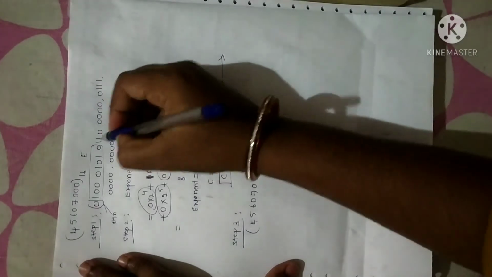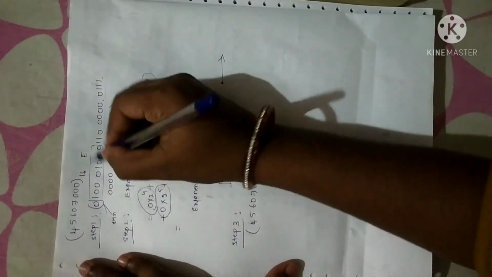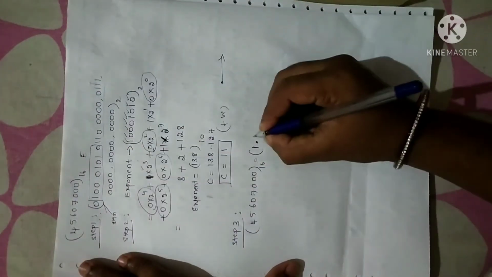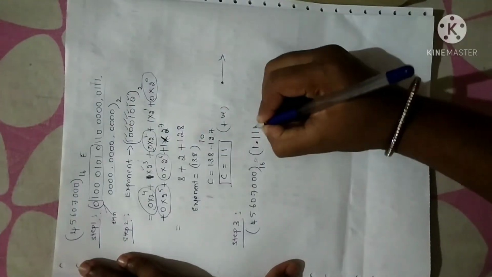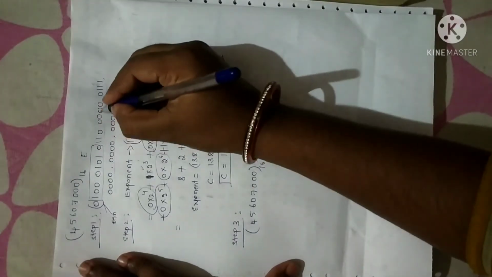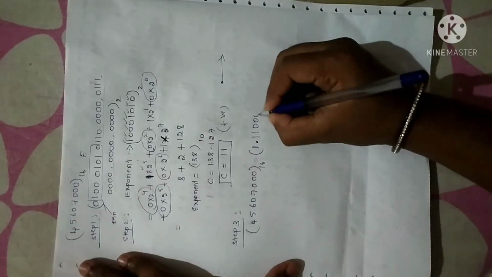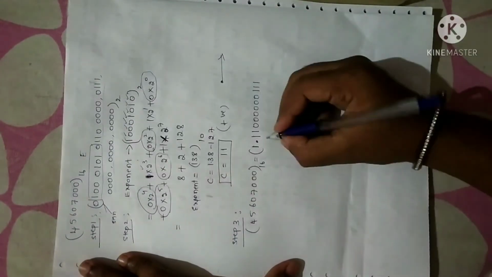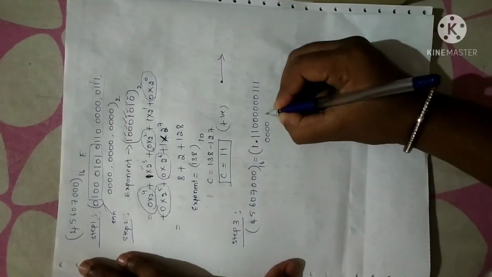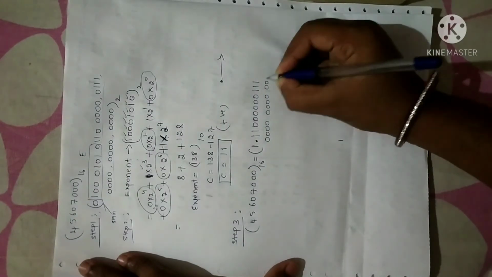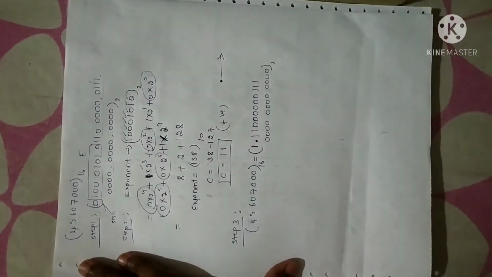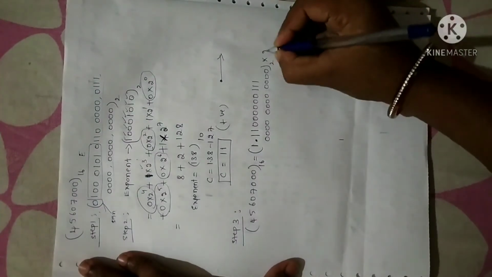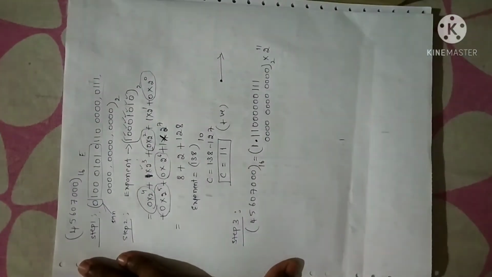1 point, then the remaining part. After the exponent, whatever part you have, it is the mantissa. You just copy it down: 11 followed by 6 zeros, followed by 111, followed by 3 pairs of zeros, 1, 2, 3, 4. It is in binary. Into 2 power of 11 I have to write.